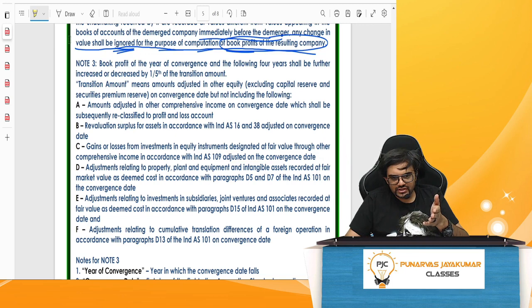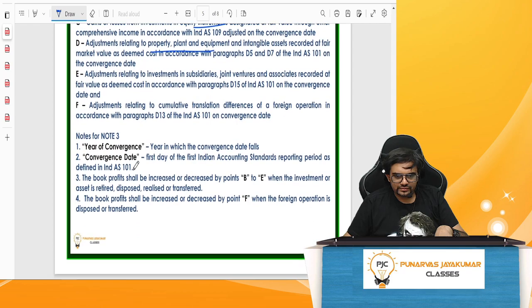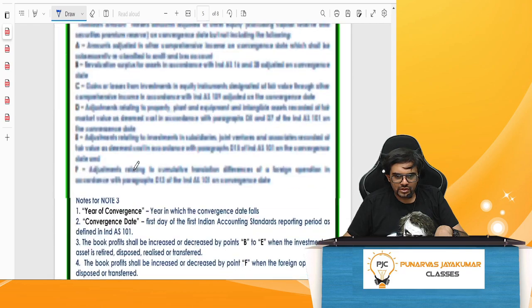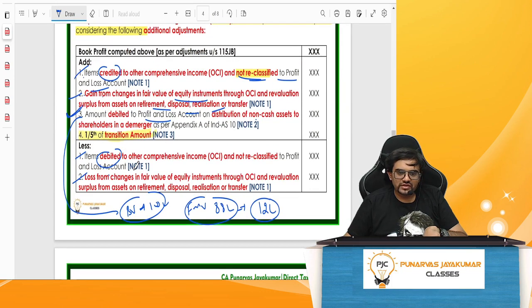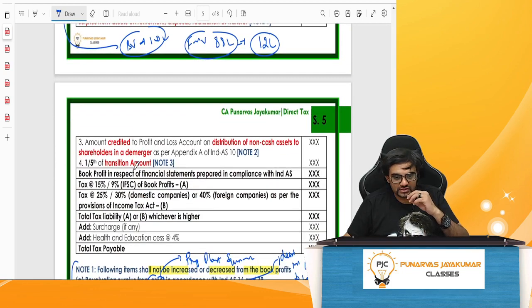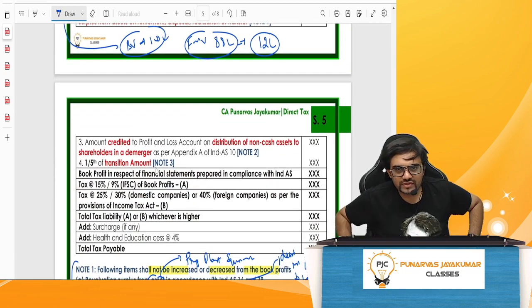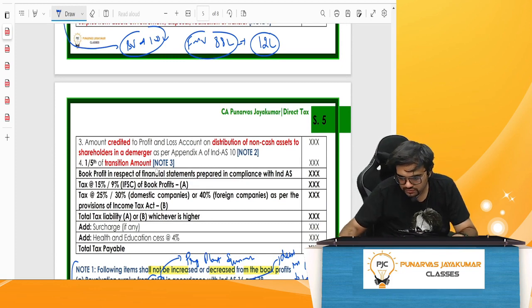Here, the same thing I have given here. See, transition amount adjusted in other equity, excluding capital reserve and security premium account on convergence date, but not including the following. This one. Ind AS 16 and 38, equity instrument, all that you have to adjust. Property, plant, equipment, investment in subsidiaries, and all these things. So basically, guys, in this particular case, what I should do, 1/5 of the transition amount I should add, and 1/5 of the transition amount I should subtract accordingly, depending on whether it is a profit or a loss.